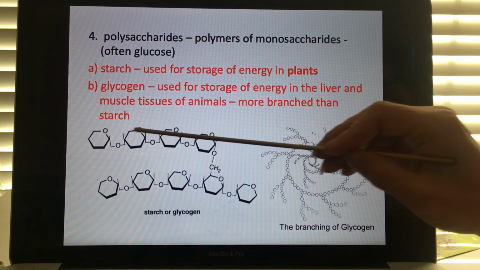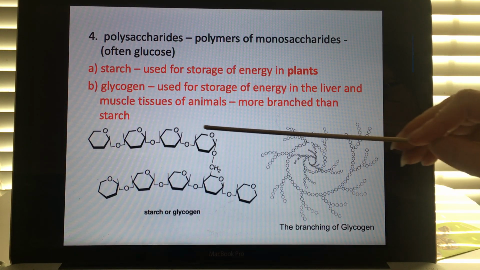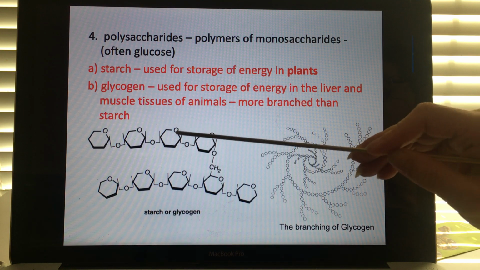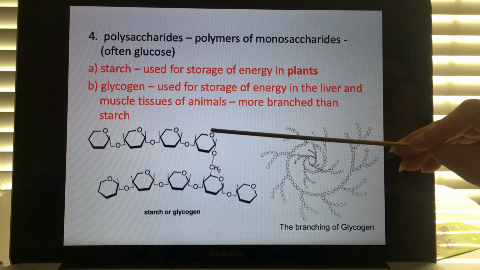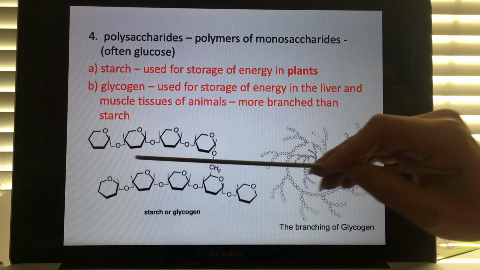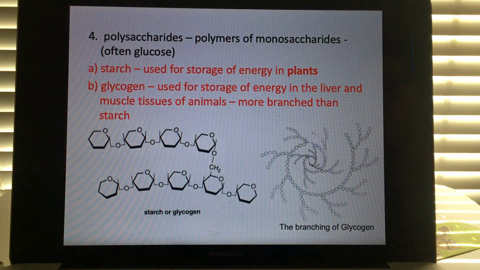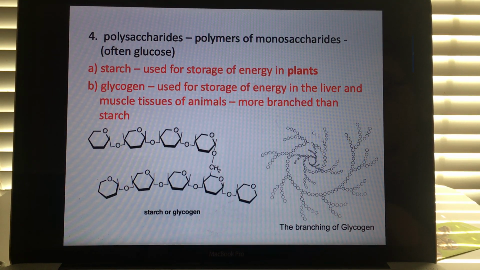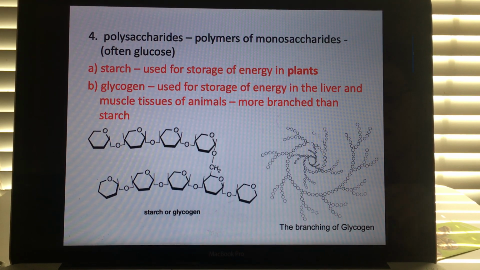One thing that you should notice, not only is that there are branches, but that if you look at the glucose molecules, they're all facing the same similar direction. If you look at the oxygens in the glucose ring, they're all facing the same direction. And that's going to be important to remember when I show you cellulose in contrast.